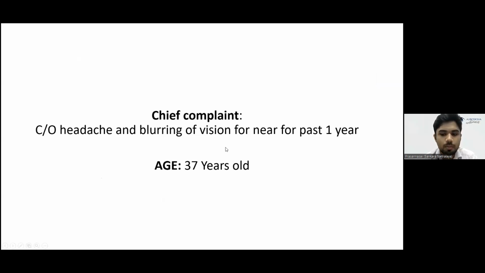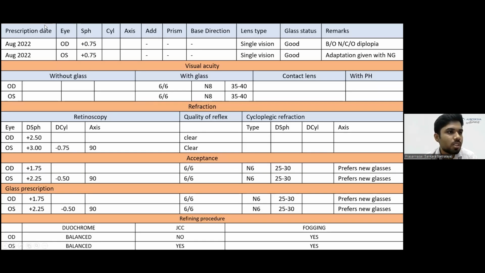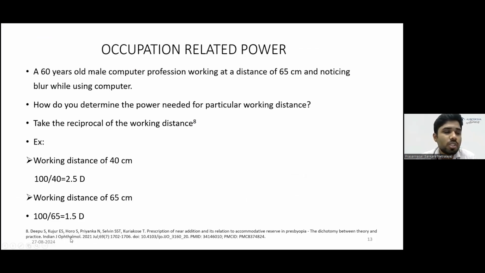The complaint is headache and blurring of vision for the past 1 year, in a 37-year-old. For the previous glass prescription, the patient had been wearing +0.75 diopter for more than 2 years. With glasses, the patient has good distance vision but reduced near vision. The retinoscopy values we got were +2.5 in the right eye and +3 in the left eye with -0.75 cylindrical, whereas the patient accepted up to +1.75 and +2.25 with -0.5 cylindrical at 90. The distance vision was unaffected and the near vision improved, and in the refining procedure the duochrome was balanced. So how will we determine the occupation-related power?